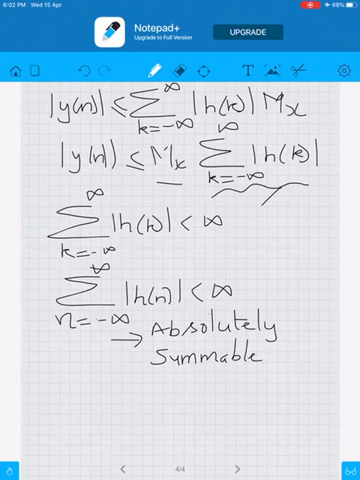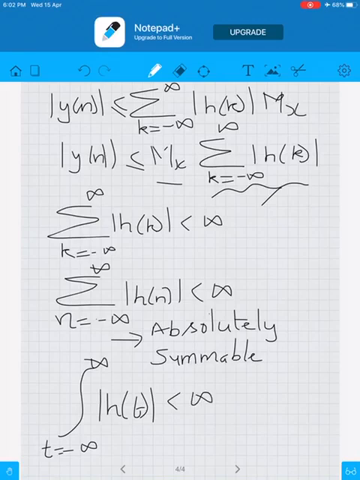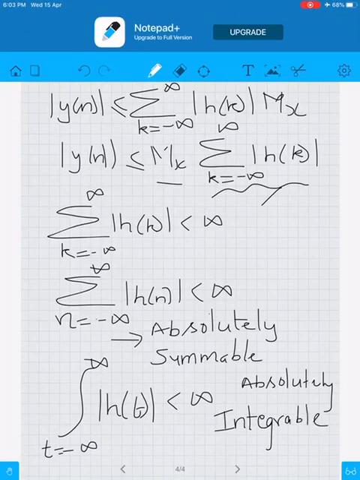absolutely stable. Similarly, we can obtain a condition for a continuous time system if the impulse response of a continuous time system is absolutely integrable. If I can integrate it, say t is equal to minus infinity to plus infinity, magnitude of h of t. If I integrate the impulse response of the continuous time LTI system, and if I get a finite quantity which is absolutely integrable, then we say that system is stable. So it should be absolutely integrable, then the system is said to be stable.